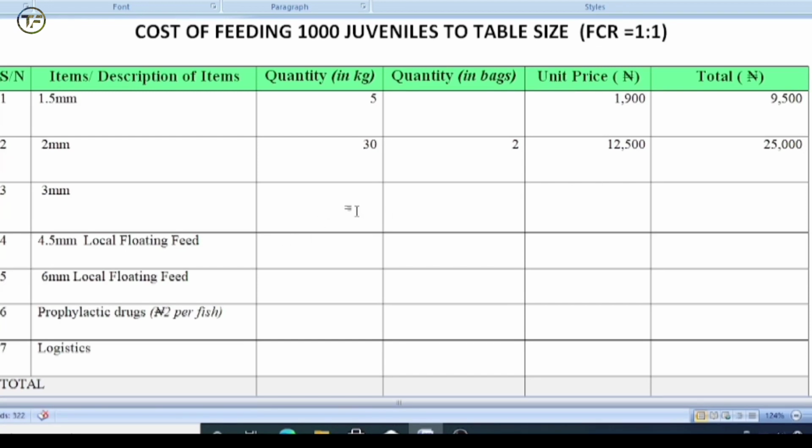Now we proceed to the next feed size, which is 3 mm. I'm trying as much as possible not to waste so much time, going straight to the point.